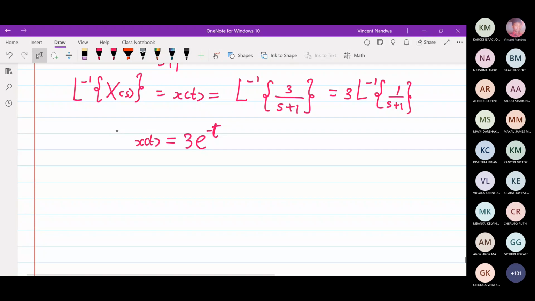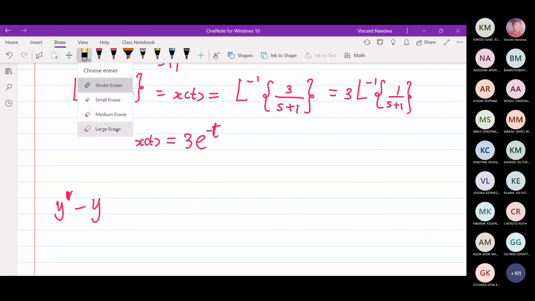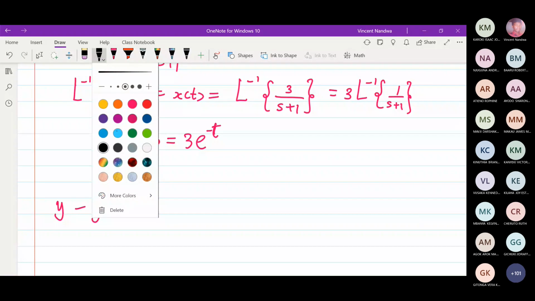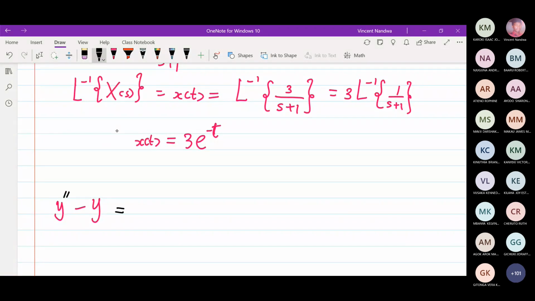Lastly, y double prime minus y equals minus t squared. y at 0 is given by 2. y prime at 0 is given by 0. So this is the second problem and the last one.